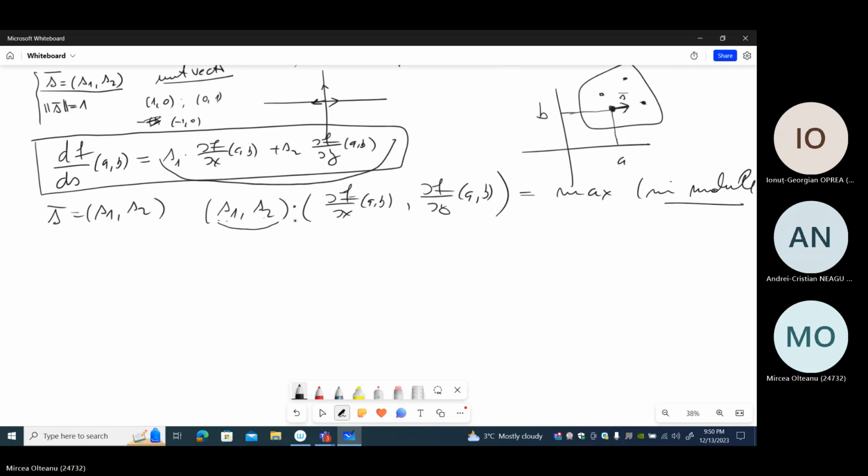Think of the inner product. The inner product is minimum in module when the two vectors are orthogonal, and maximum when they are collinear, of course. So S1 and S2 must be ∂f/∂x and ∂f/∂y at (a, b), more precisely. So S must be exactly this one.